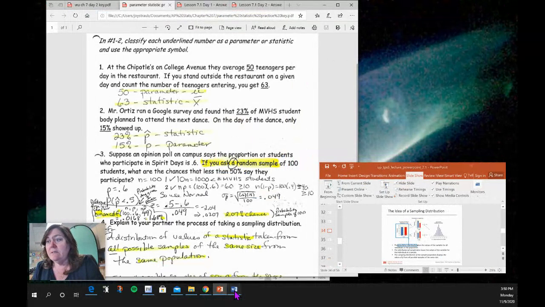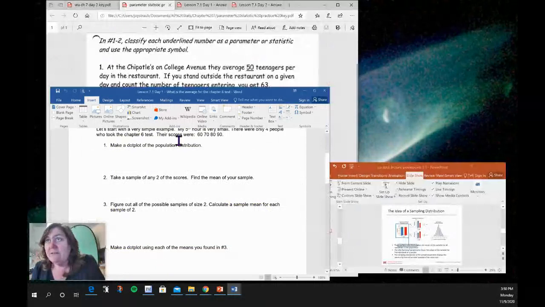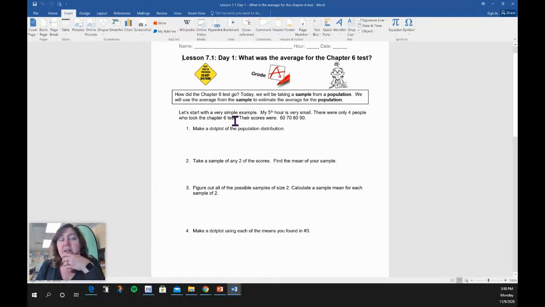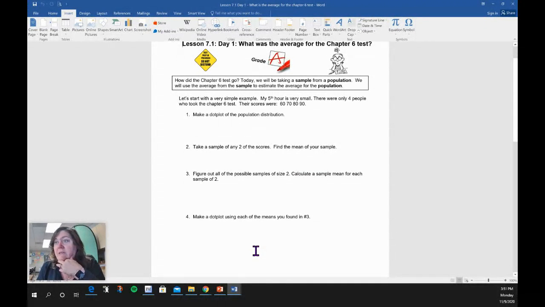We're going to go to the one worksheet we did not get to yesterday, which is this one, day 1, 7-1. What I'd like for you to do is take these, a sample of test scores, 4 scores from a test. Make a dot plot of the population. So this is your population. Pick any 2 of the scores that you want and get the mean of that particular sample. Then figure out all possible samples of size 2 and find the means of all of those. And make a dot plot using the means you found in number 3.